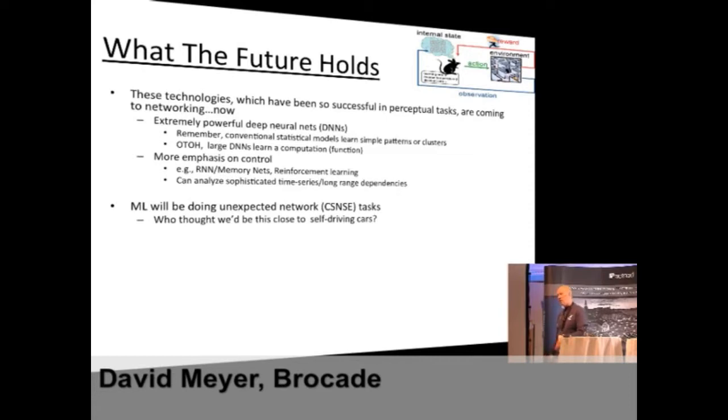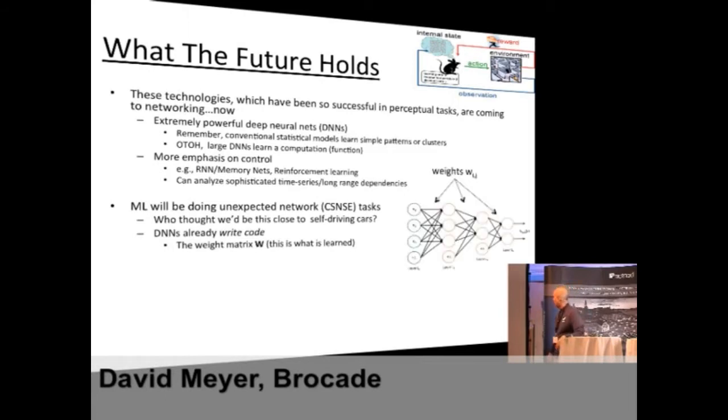Who thought we were going to have self-driving cars now? Or this close? Oh, these networks already write code. So if you're in the business of writing code, you might think about it. The weight matrix I was talking about, the thing that you learn, that's code. So those are where those weight things are.